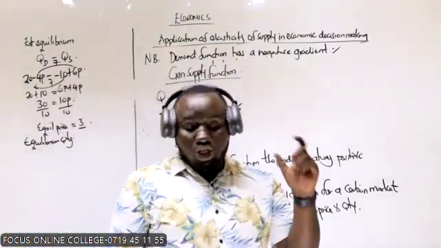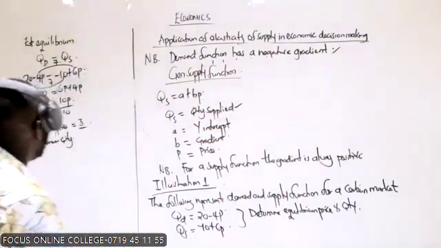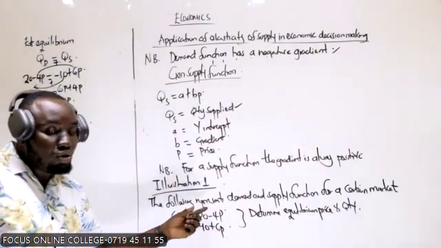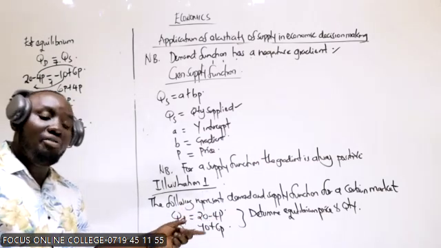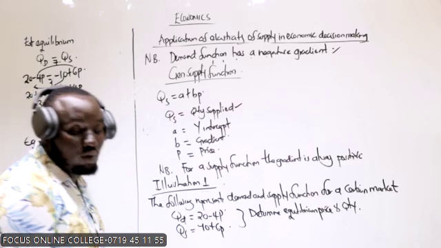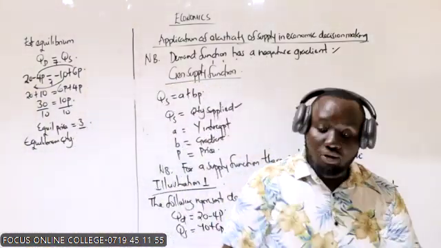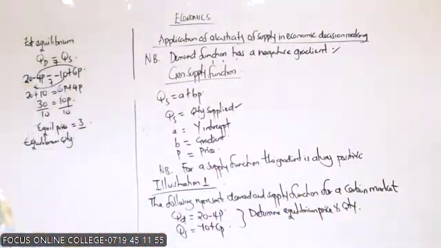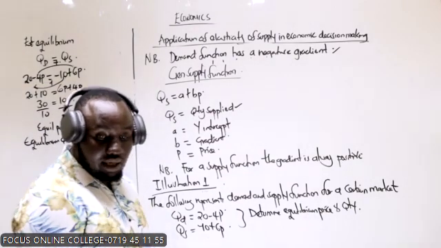When you talk about equilibrium quantity, we can use any of the functions. Which one do you want me to use? I can use the demand function or the supply function to get the equilibrium quantity. Any of them will still give me the same value.